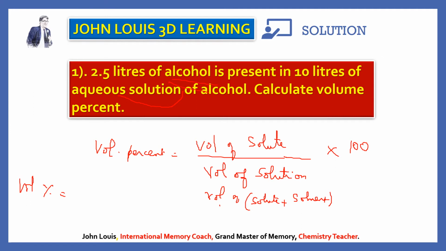So what is the solute here? 2.5 liters of alcohol. See, alcohol is the solute. How much is the volume? 2.5 liters. And what is the volume of solution? That is given as 10 liters. So they have given the sum of the volume of solute and solvent, that is 10 liters. Therefore we are taking 10 as the denominator into 100. So what do you get? If you simplify this, 0 and 0 get cancelled. Therefore 2.5 into 10 is equal to 25%.